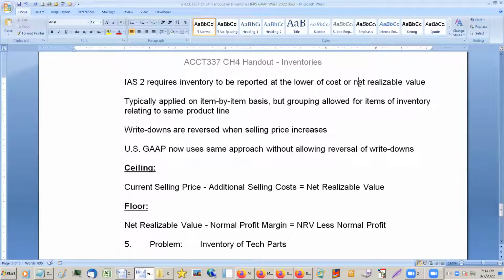So lower of cost or market, or net realizable value, is also what we generally use for this. It's typically applied on an item by item basis. Generally, the idea is that if the selling price goes below the cost, you have a problem. As long as the selling price is above the cost, maybe you don't make as much money as you want, but if the selling price is below the cost, you have to write down the inventory. The question is, how much do you write it down by? And that's what this is all about.